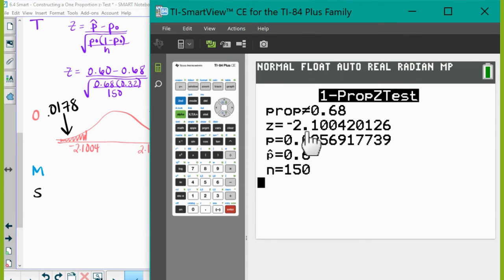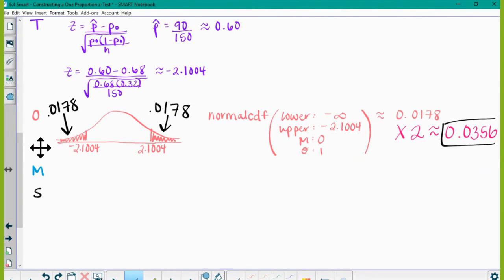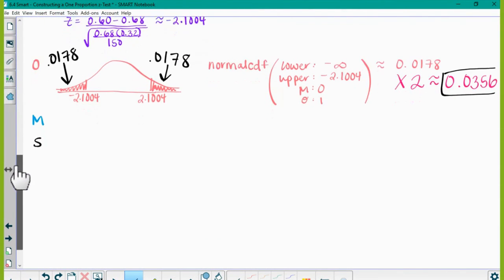I want you to notice we get the same z-score, negative 2.1004. However, the p-value has already been multiplied. Do not make the mistake of going in, running the test, and then multiplying it by 2. Your calculator takes care of that. There's always something in the back of your mind that's like there's something that needs to be multiplied by 2. Not when you're doing it in the calculator. Do not worry about it. Just put down the p-value that is reported.